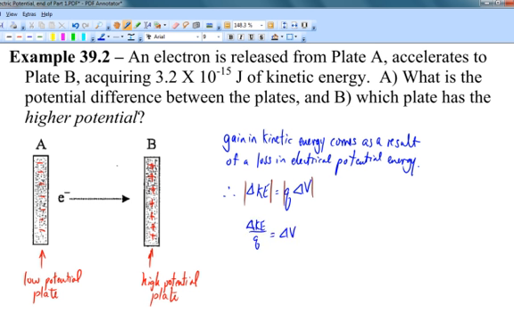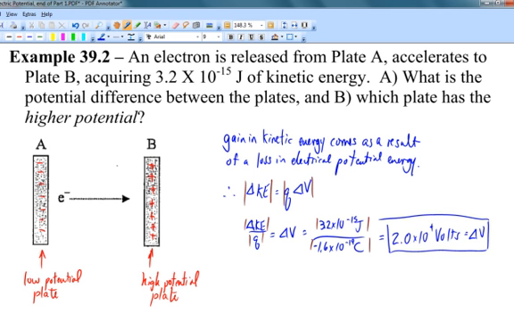And now I know all those numbers, so let me throw them in. Now again, you can see I'm being a little sloppy with the signs, but I can get away with that in this problem because I know which is the higher potential plate. Let me throw in the numbers, and I get that there is a difference in potential of 20,000 volts.